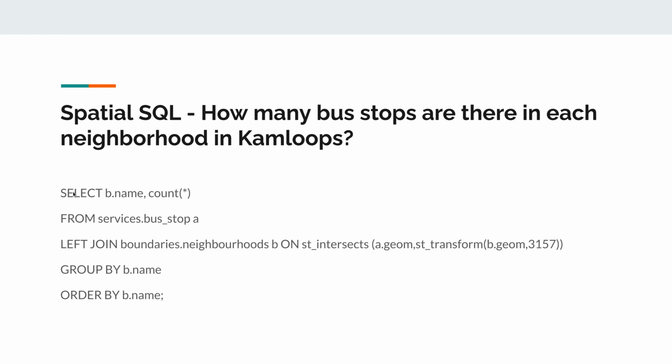And so basically we're running a select on the name of the neighborhood from the bus stop, which is our layer A, and we're running an intersect. So we're intersecting those two layers and counting them, but we're also doing some fun stuff. We're actually transforming on the fly. They're not in the same coordinate reference system, these two layers. So we're transforming our neighborhoods to EPSG 3157. Then we're grouping, and then we're ordering by the name.